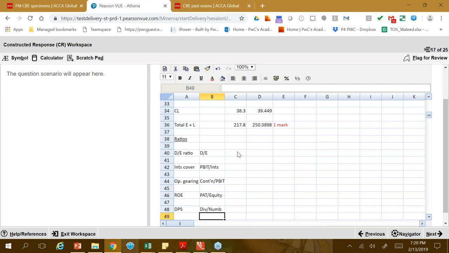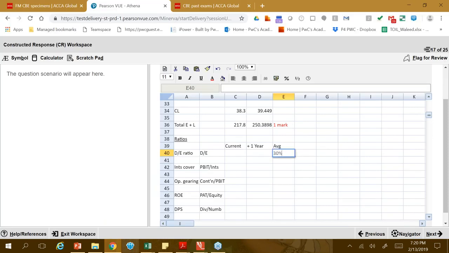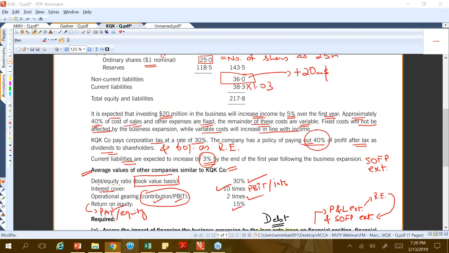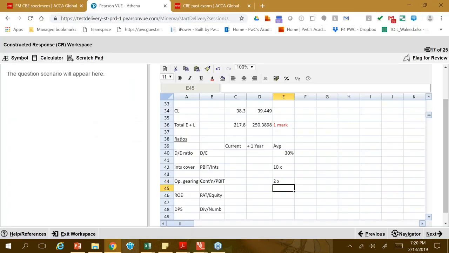We are going to do these ratios based on the current scenario after 1 year, and we'll show the averages here as well. Well, the averages are given, so 30% is the average here. Interest cover is 10 times. Operational gearing is 2 times. Return on equity is 15%. I don't have the DPS information on average. So let's just quickly do these ratios.